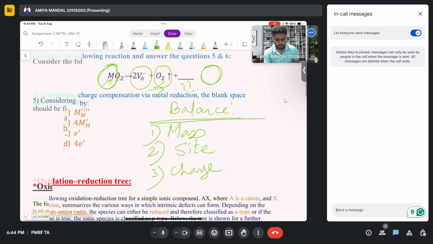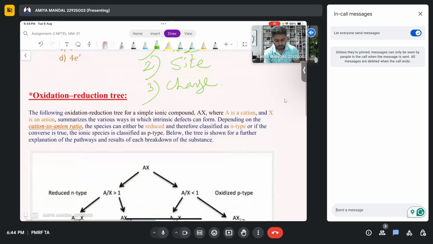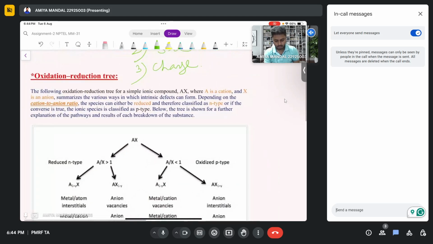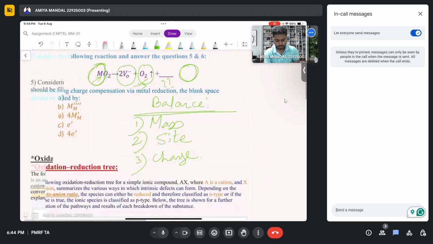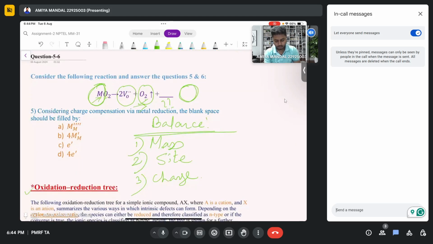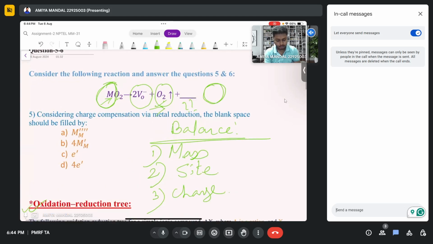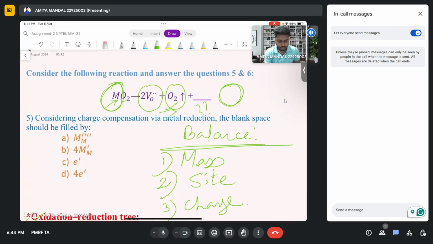Okay. Before proceeding to this question, I'm just going to tell you about oxygen reduction. I will tell it later. First of all, we are trying to give the answer to this question. So we can see that two oxygen vacancy sites have been created here.